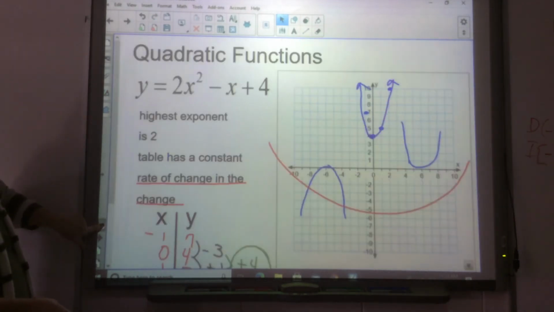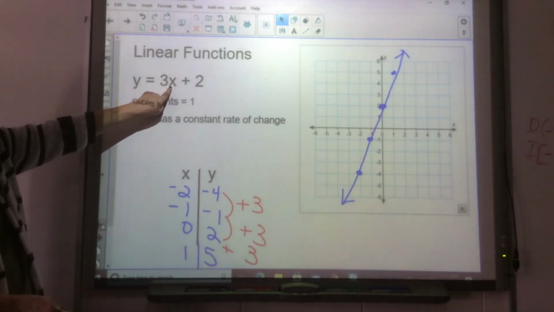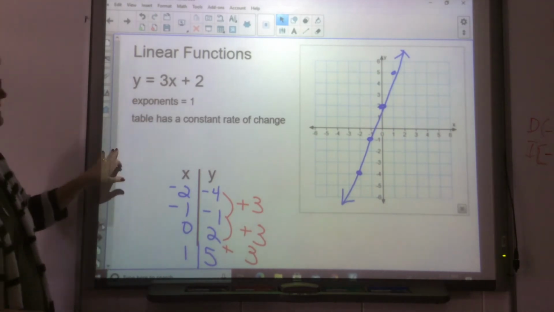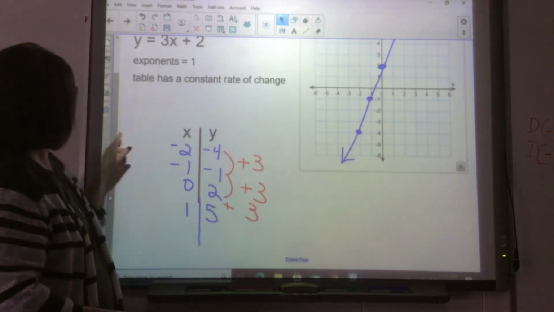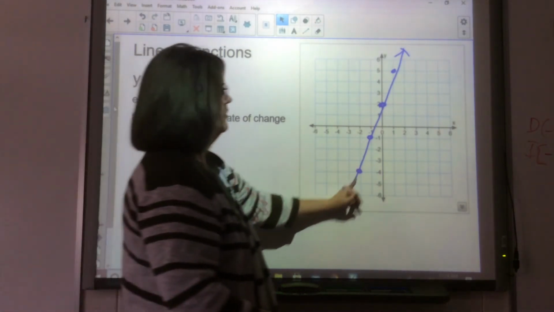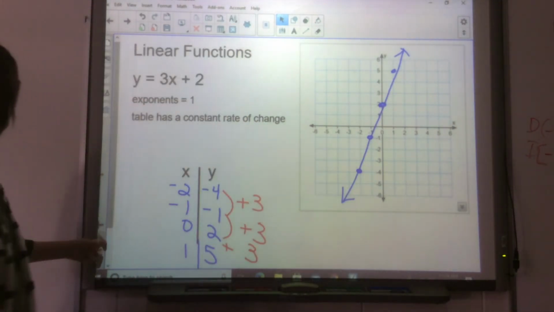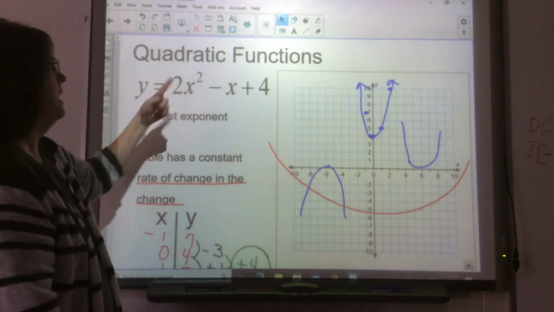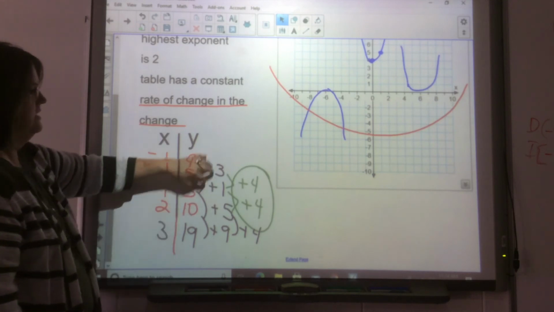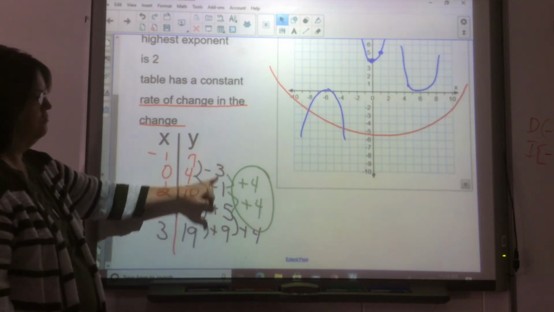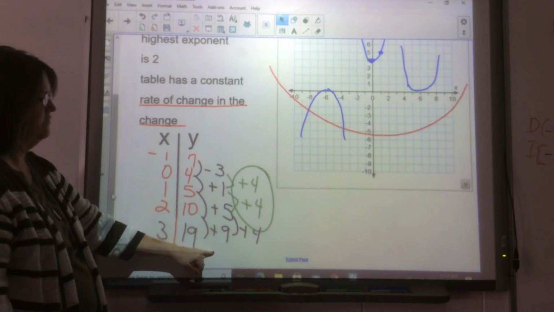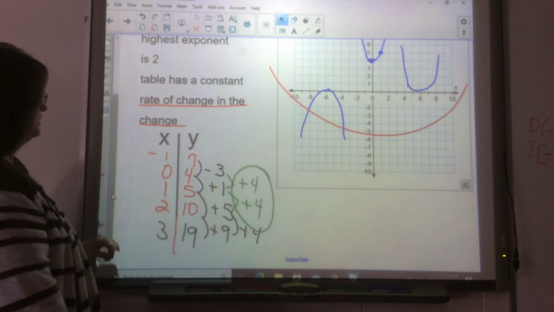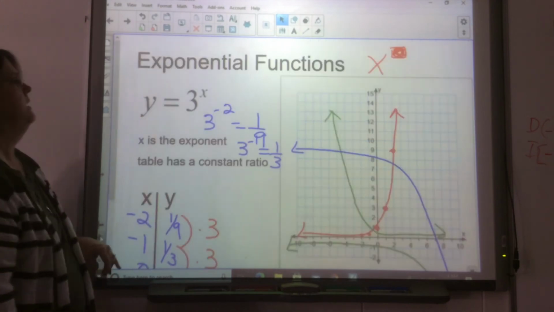A linear function looks like this. There is no exponent. It has an understood exponent of 1. X is down here. The table, you add the same number, and the graph is linear shaped. It looks like a line. Quadratic is U-shaped. You have an exponent of 2. That's your highest exponent. And then you'll add the same thing coming down. You won't get the same thing. You'll add and see that they're different. Then you'll try it again. And if you get the same thing here, it's quadratic. So the change of the change is the same.